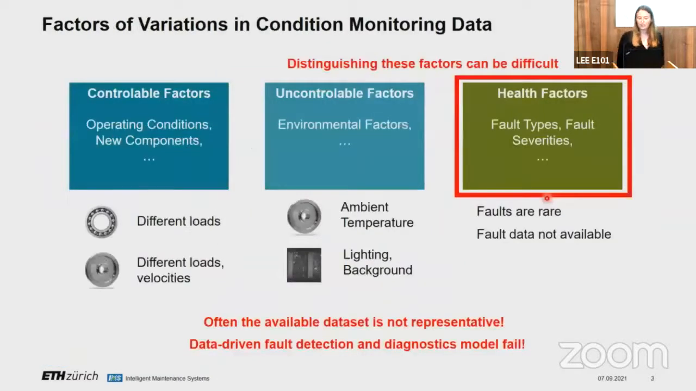If you look at condition monitoring data, there are actually a lot of factors that cause variations or fluctuation within it. Of course, there are the health factors. These are the ones that we are interested in. So, for example, fault type and severity will have a certain pattern in the data that we exploit in order to detect and diagnose faults.